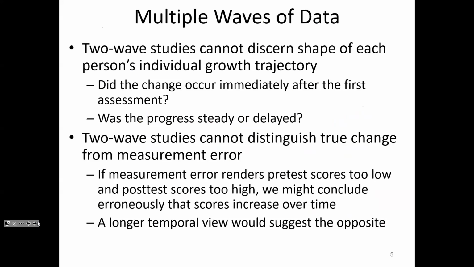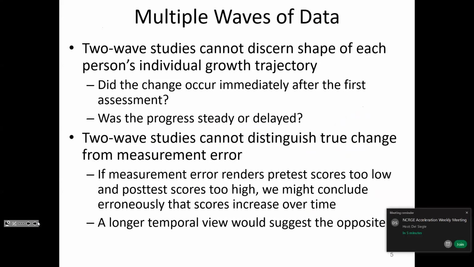Whereas if you have at least three points, I can fit this slope, and the slope is probably a much better representation of this person's growth rate than just looking at this, right? Does that make sense? So that's why we need at least three time points worth of data.